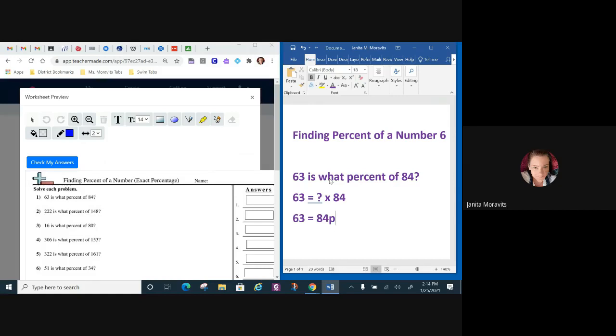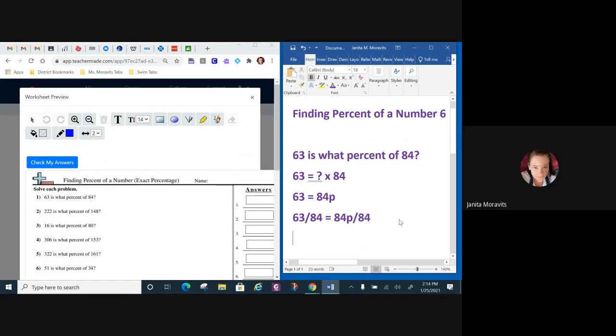Now remember, if you are multiplying over here, you would divide to get rid of it. And if you divide on the 84P side, you also have to divide the 63 by 84. So you're going to see something that looks like this: 63 divided by 84 equals 84 times P divided by 84. What happens on the side with the 84P and the 84 is this. These 84s will cancel out, and you're just going to be left with the letter P. But you have to divide 63 by 84.